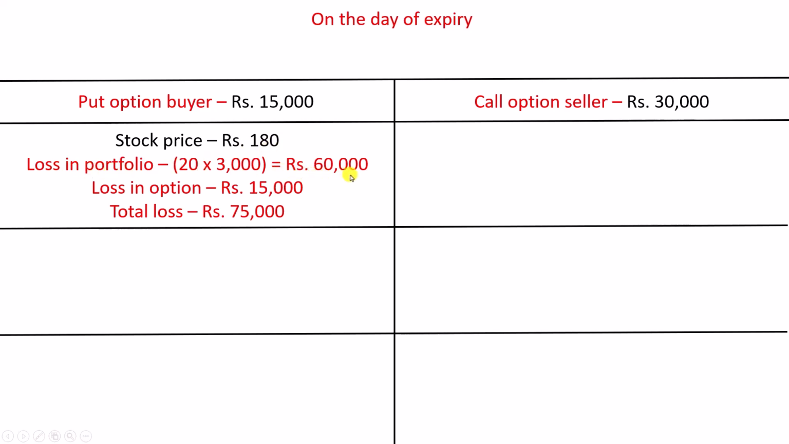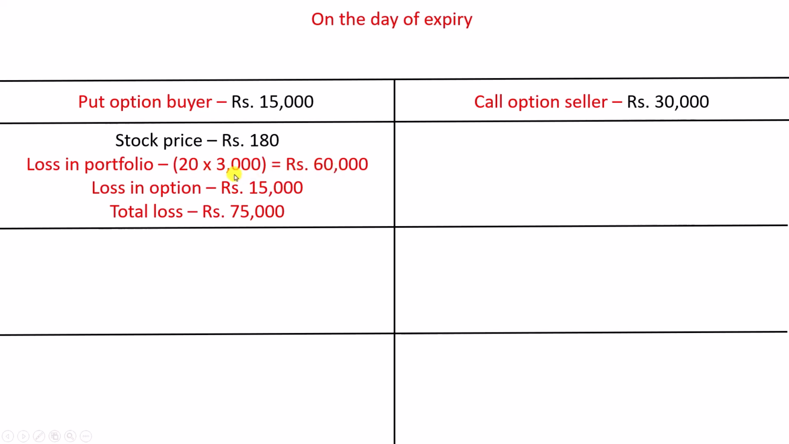Loss in portfolio is 60,000 rupees. Now what is the portfolio? The stocks that you have as long term investment, that is the portfolio. So the loss in portfolio is 60,000 rupees. How is it 60,000? The spot price on the 15th was 200 rupees, correct? Now it has come to 180. So 20 rupees it has gone down. So 20 into 3,000 is 60,000 rupees. Now you see, I had 4,000 stocks in my portfolio, but I have not taken 4,000 here because I am hedging only 3,000. So I am considering only about 3,000 stocks.